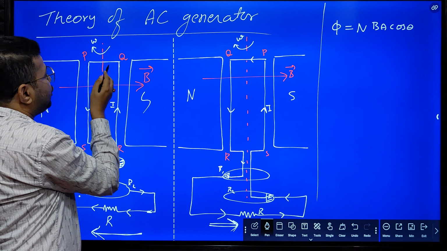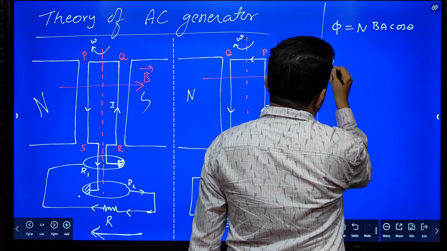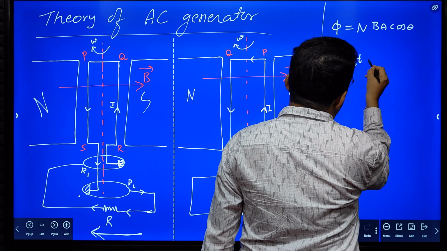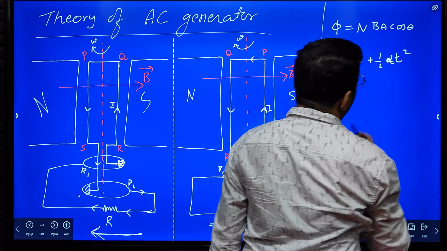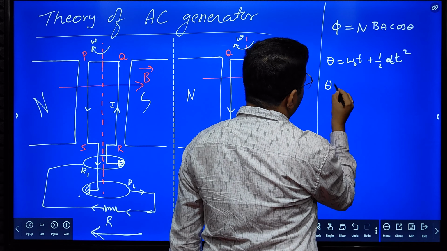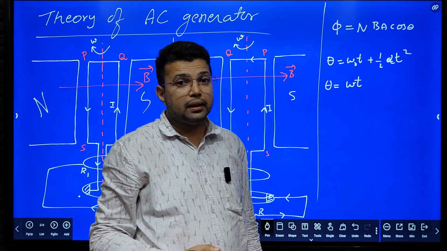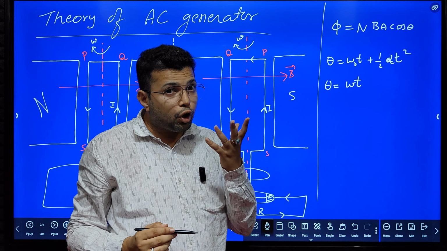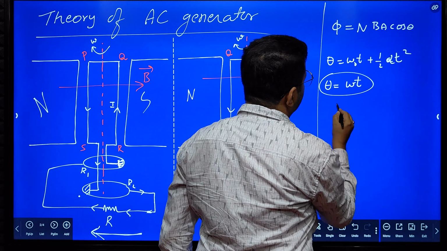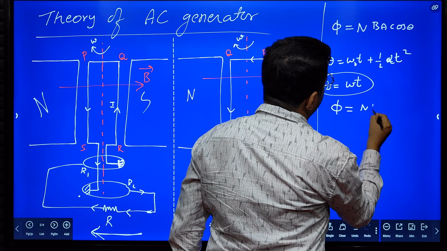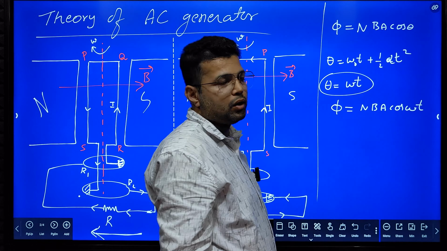Now, if this coil is rotating with a constant angular velocity omega, then theta, if you use the formula omega naught t plus half alpha t square, will be equal to initial angular velocity omega into t. Since coil is rotating with constant angular velocity, angular acceleration is 0. So therefore theta is equal to omega t. Flux will be therefore equal to NBA cos omega t.